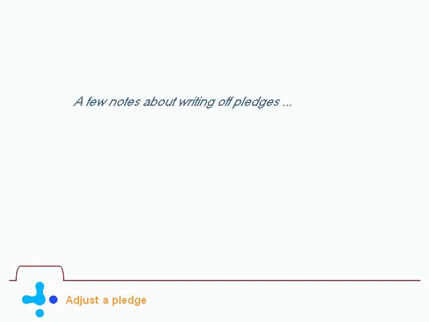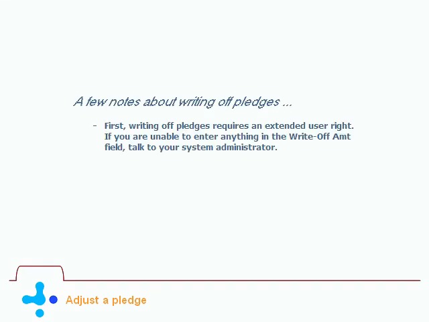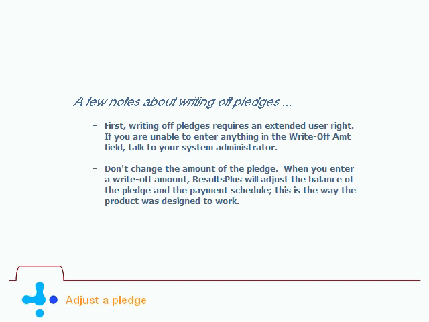A few notes about writing off pledges. First, writing off pledges requires an extended user right. If you are unable to enter anything in the write-off amount field, talk to your system administrator. Don't change the amount of the pledge. When you enter a write-off amount, ResultsPlus will adjust the balance of the pledge and the payment schedule. This is the way the product was designed to work.